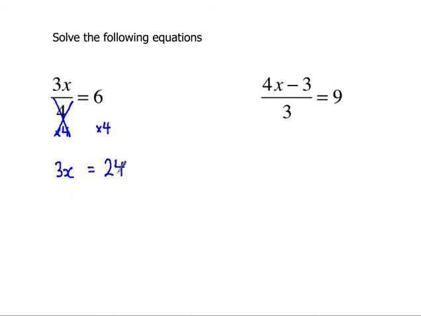So that's 3 lots of something is 24. It's going to have a nice whole number answer as well, because x is 8. Check that it works. 3 lots of 8 is 24. 24 divided by 4 is 6.